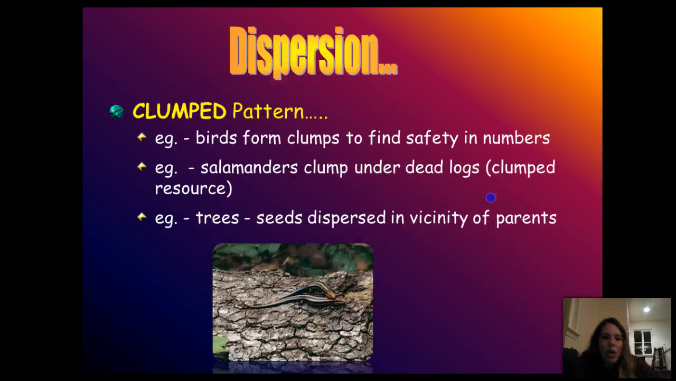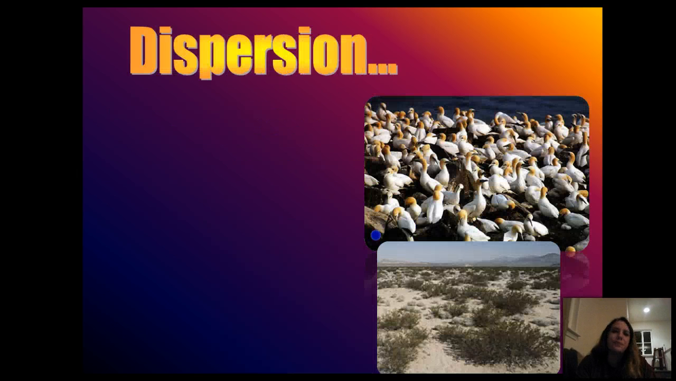Let's look at a clump dispersion pattern. So you see birds clumping into flocks or fish clumping into groups to find safety in numbers, right? They're actually all competing for the center space. Nobody wants to be on the outside because that's where the predators are going to bite first. Or salamanders, like you see here, might clump under a dead log, and so therefore they have discrete groups because they're all clumped under that resource. Or trees may see their seeds found in that particular area of the parents, as we mentioned.